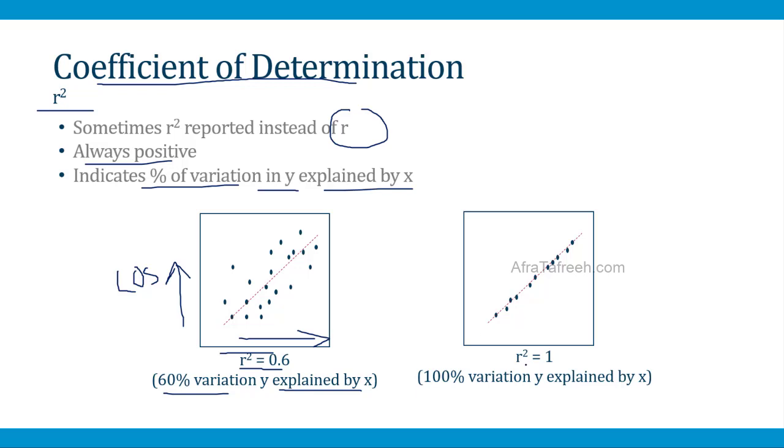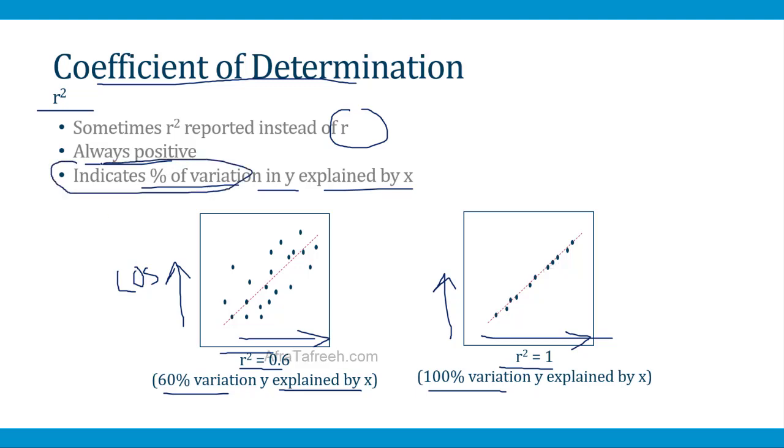Shown on the right is a hypothetical example where the R squared is equal to 1. Situations like this are very rare in studies, but if you ever find one, it means that 100% of the variation in the Y variable is explained by variation in the X variable. And so because the R squared indicates the percent variation of Y explained by X, it's a very easy to understand number, and it's often presented in clinical studies.